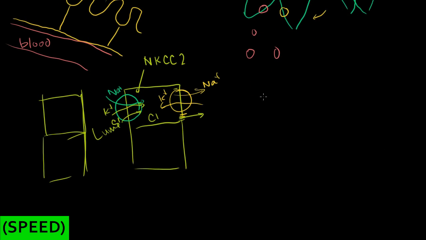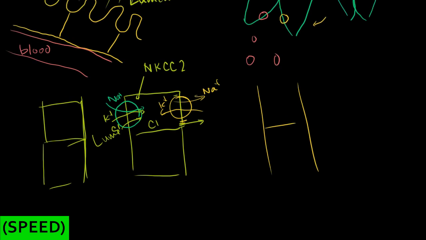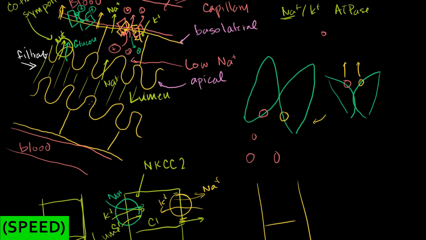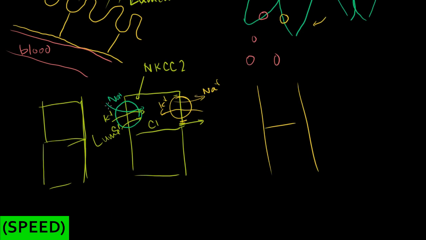So let's say we're in the distal convoluted tubule. These villi, these things that stick out, these brush borders, are only in the proximal convoluted tubule. And just so you know, this idea where we're using a concentration gradient that's driven by some type of active transport to transport other things is called secondary active transport. That's nice to know.